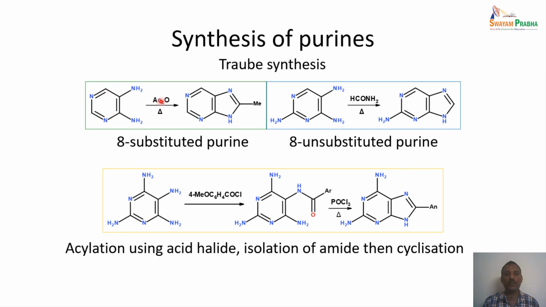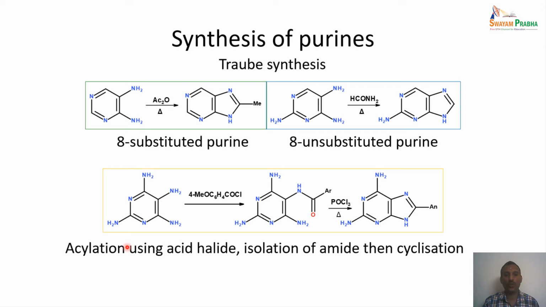This on treatment with acetic anhydride gives the 8-substituted purine derivative. The methyl unit actually came from the acetic anhydride, and instead of acetic anhydride, if you use other anhydrides, then the corresponding alkyl group is present here in the 8 position. And if we use formamide instead of acetic anhydride, we end up with an 8-position unsubstituted purine.